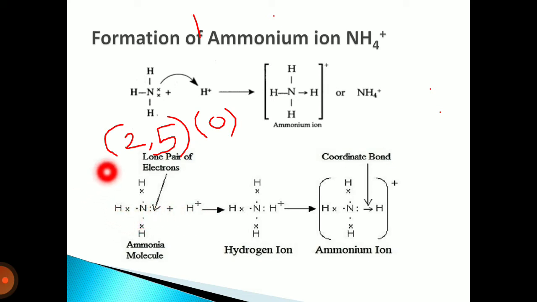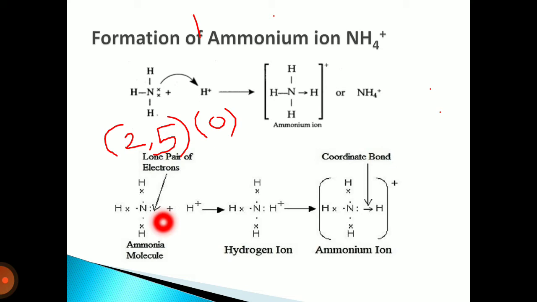Coming to the ammonia molecule, it is NH3. The electronic configuration of nitrogen is 2, 5, so the valence electrons of nitrogen are 5. Out of these 5 electrons, 3 electrons are mutually shared with each of the 3 hydrogen atoms, forming a single covalent bond between nitrogen and each hydrogen atom. Whereas one pair of electrons on nitrogen remains unshared. This unshared pair of electrons is called a lone pair of electrons.